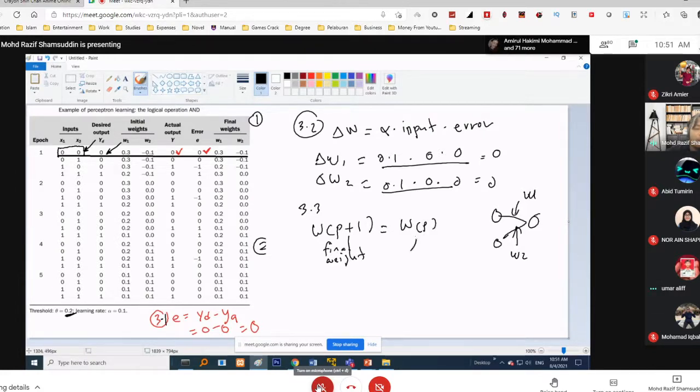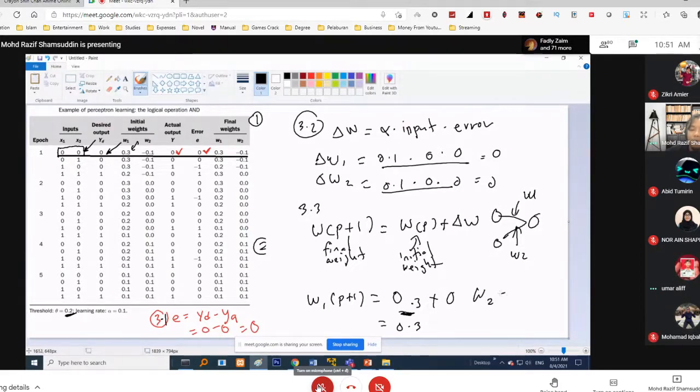Weight P ni apa? Weight P ni adalah initial weight, sorry, tulisan saya tak lawa. So weight P is the initial weight plus the delta weight. So kita nak buat yang macam mana? Tengoklah weight 1, P plus 1 sama dengan 0.3 plus 0. 0.3 ni current value dia, plus 0, so dia tak berubah.